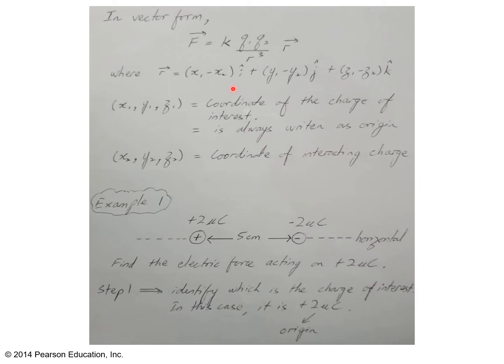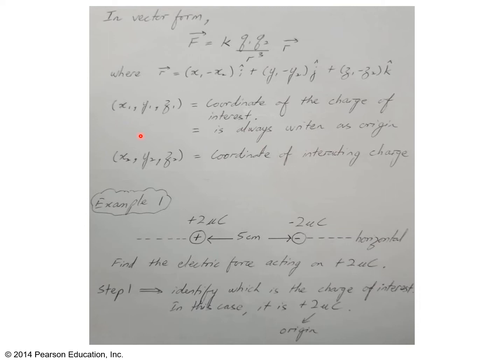If you try to recall what you have been taught in PHR 110, I believe your lecturer has told you, i cap represents the positive x direction. j cap represents the positive y direction. And lastly, k cap represents the positive z direction.